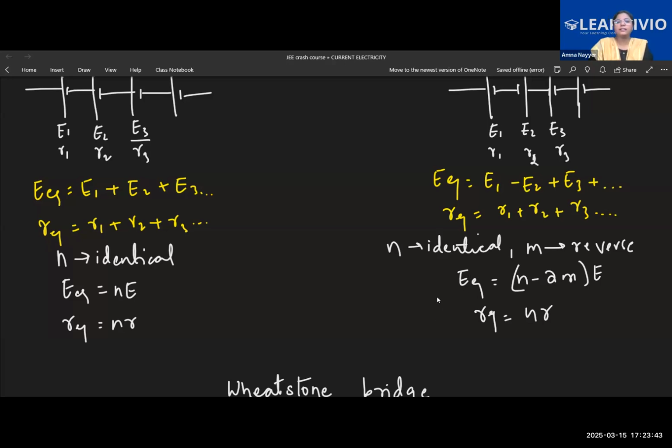Let's say 10 batteries are connected which are identical and 2 have been reversed. So 10 will be N and the 2 which have been reversed will be M. So use this formula directly, (N minus 2M)e. This is a little important because the rest of the things, you know, R equivalent will still be Nr. Tell me, is it clear till here?